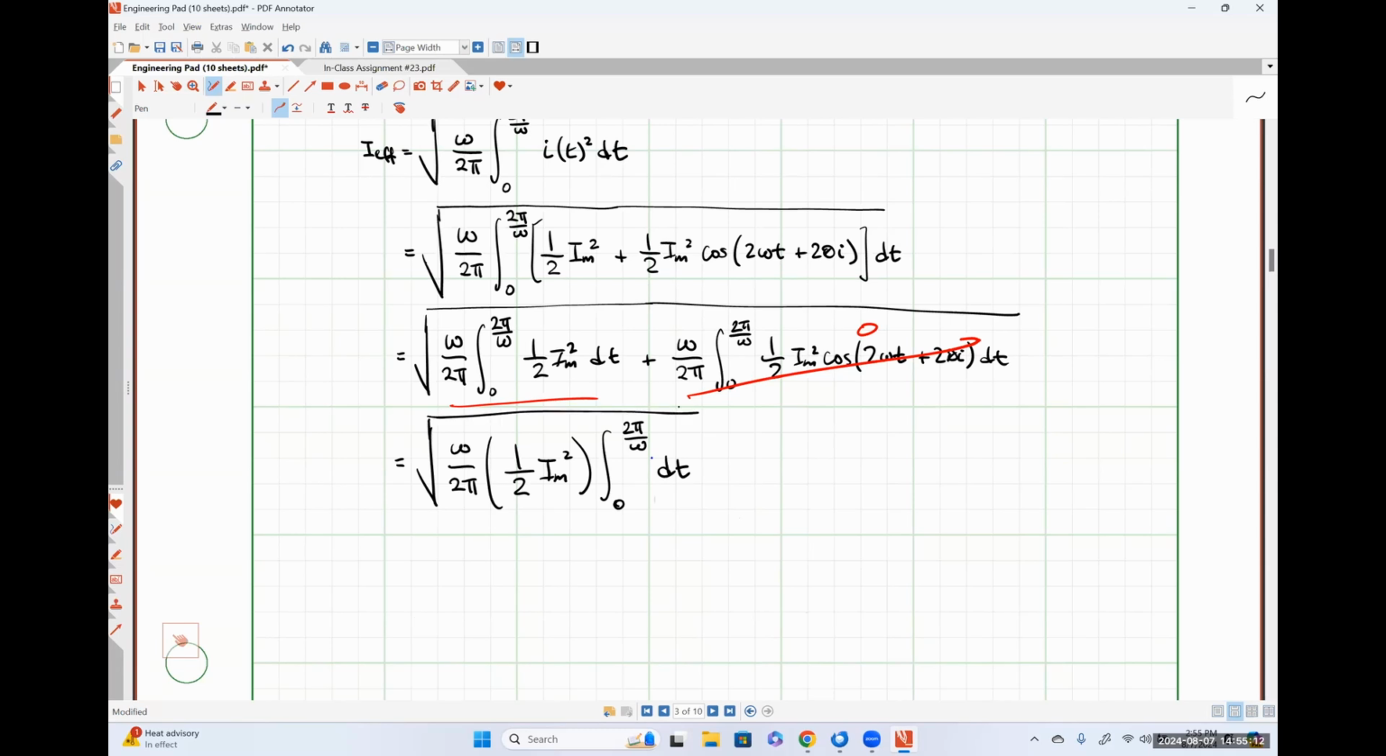Well, the integral of dt over the interval from 0 to 2 pi over omega is literally just equal to 2 pi over omega. So this integral is the reciprocal of this thing over here, so they cancel each other out. And all we're left with is the magnitude of our sinusoid divided by the square root of 2. So this is a pretty interesting revelation for a couple of reasons, okay?